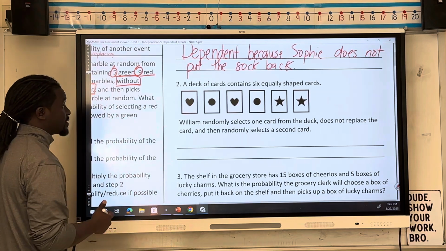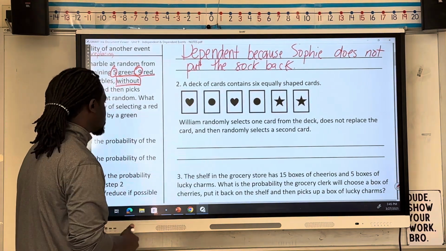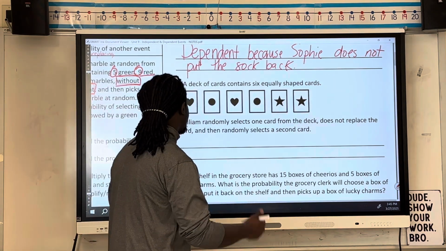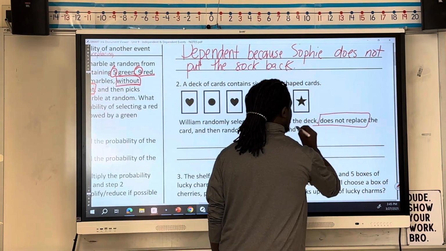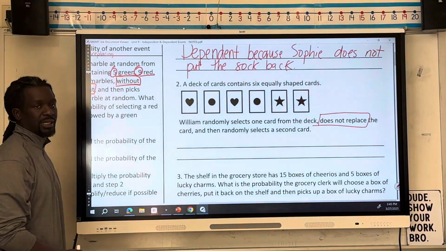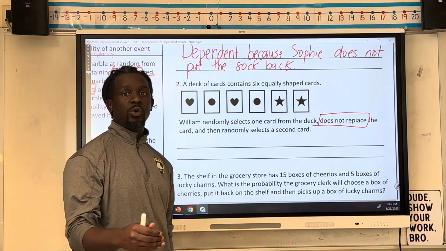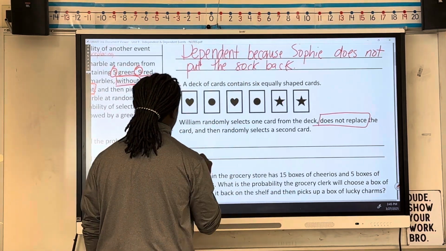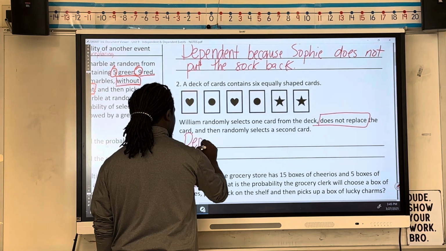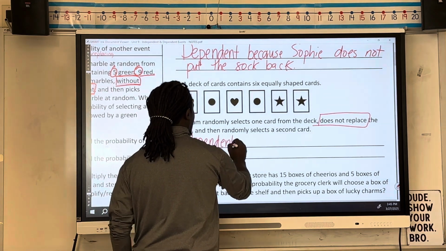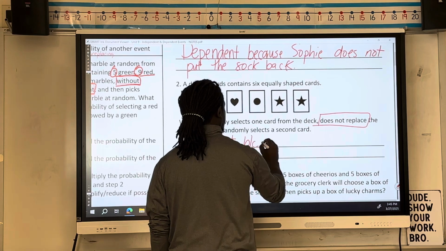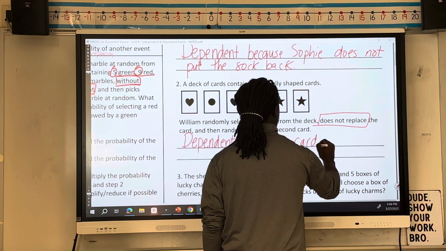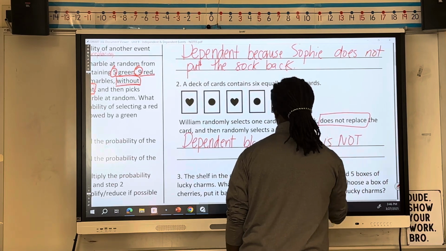Look at question number 2. A deck of cards contains six equally shaped cards. William randomly selects one card from the deck and does not replace the card, then randomly selects the second card. What is it when you do not replace it? If you guess dependent, you are right. It is dependent because you did not put it back, because the card is not being replaced.